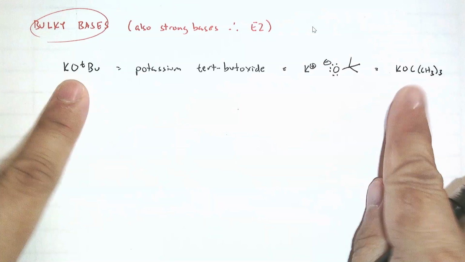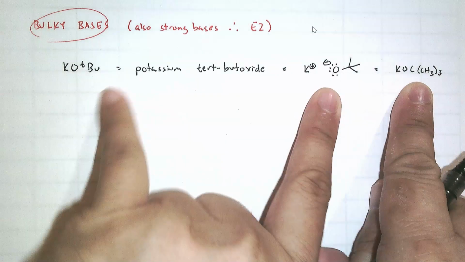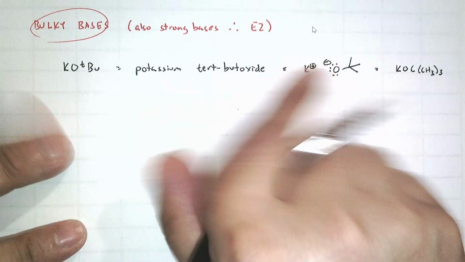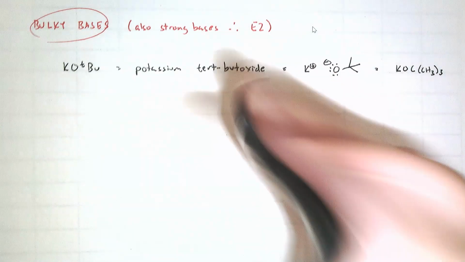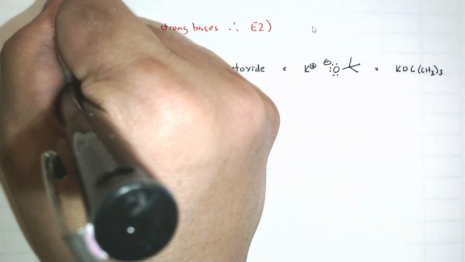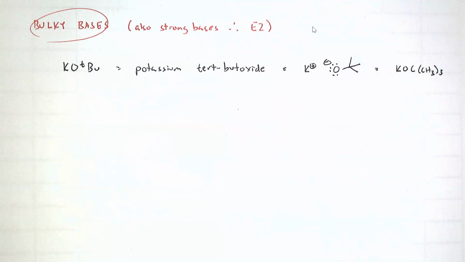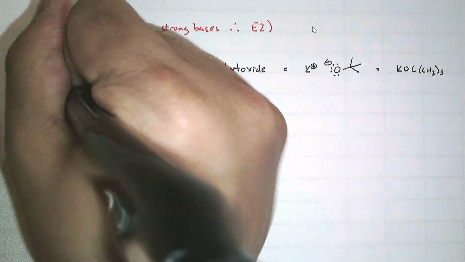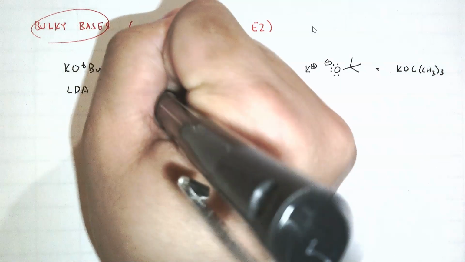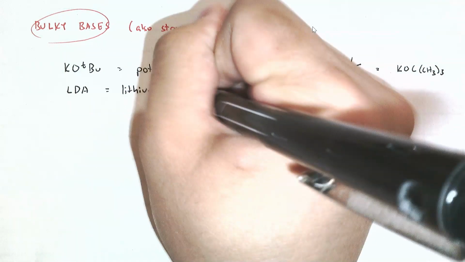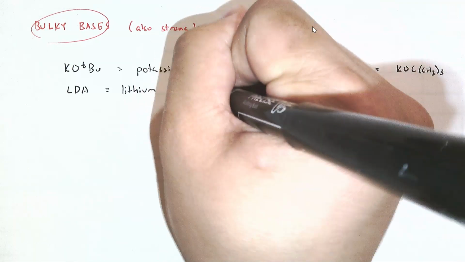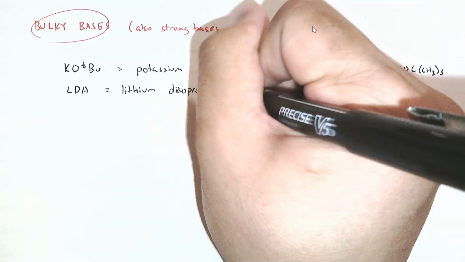Okay, right? Those two are the same. These 3 are the same. Bulky because it's crowded. Let me give you another very interesting one. Let me give you one that you're likely to see first. It's LDA. That's lithium diisopropyl, one word, amine.